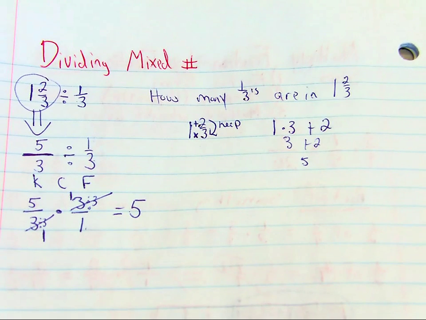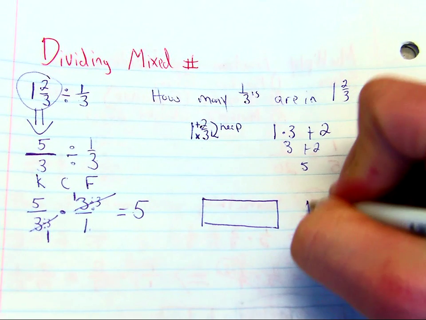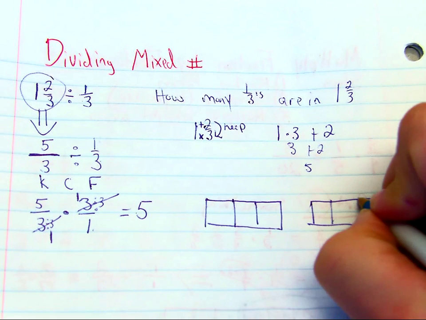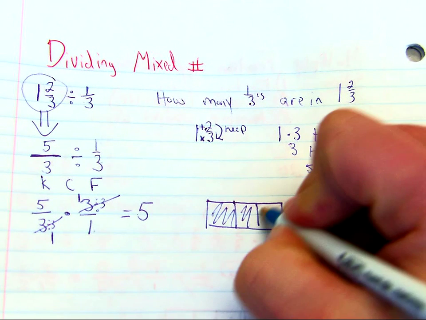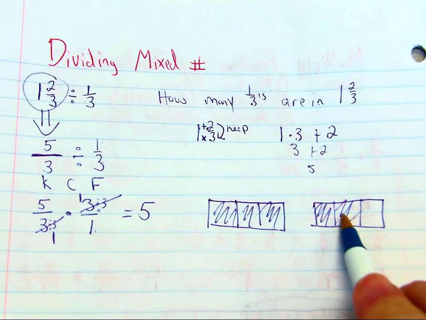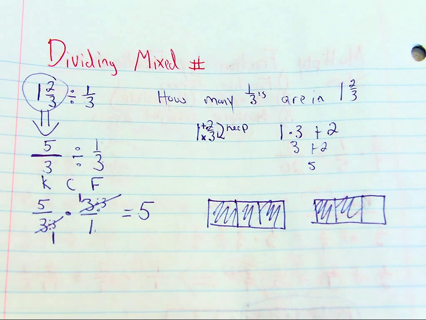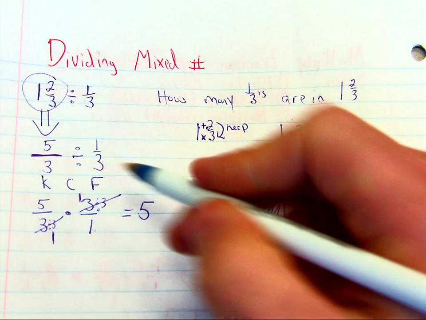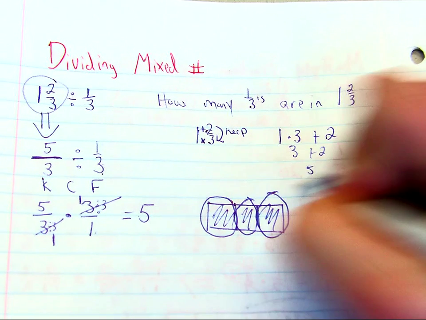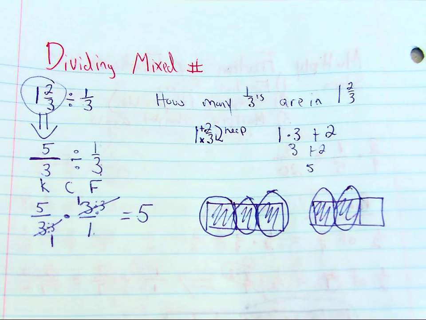If I was going to model this problem, I would have to draw 5/3, or you could think of it as 1 2/3. That's 1, 2, 3, 4, 5 thirds, or it's 1 whole and 2/3. Same thing. So I want to see how many times 1/3 goes in there. I have 1 group, 2 groups, 3 groups, 4 groups, 5 groups.